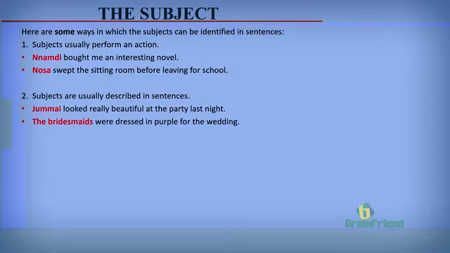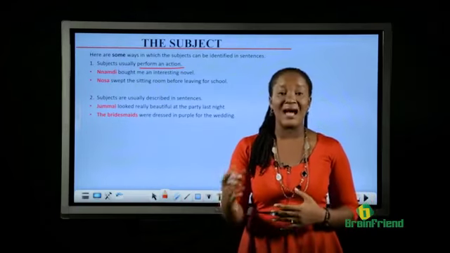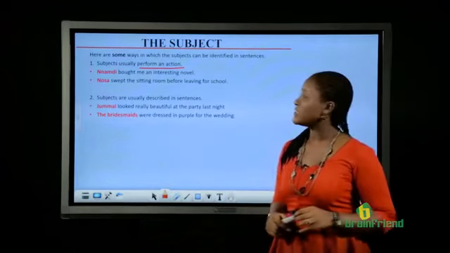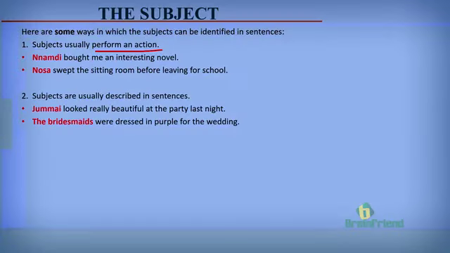Now let's take a look at some things to note about a subject. How can we identify subjects in sentences? First of all, subjects perform an action. Subjects usually perform an action. Wherever they are found in sentences, they are found performing one action or the other. So this is one way to identify the subject of a sentence. For example, Nnamdi bought me an interesting novel. Nosa swept the sitting room before leaving for school.